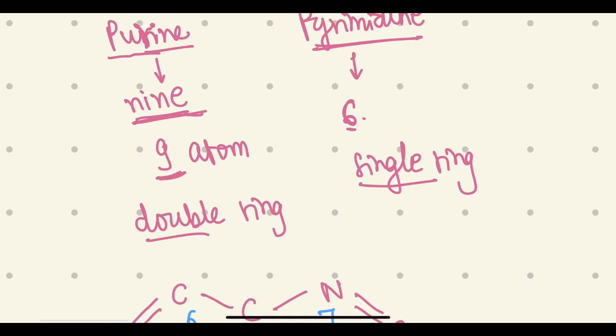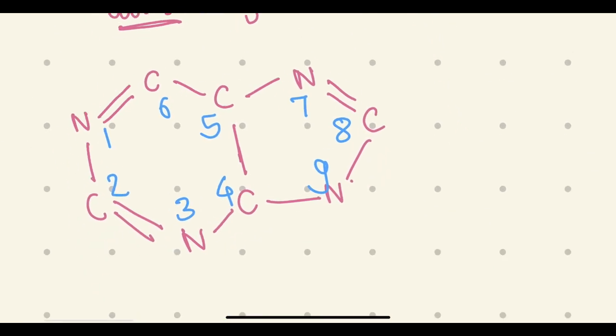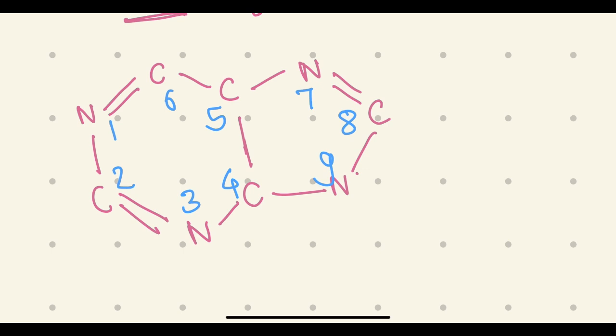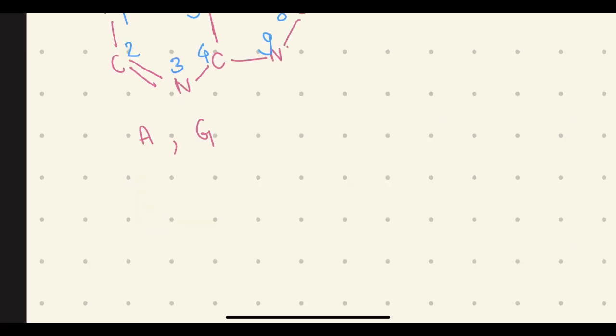Since it's a 9 atom structure, it's a big one and it's a double ring, whereas the 6 atom is a single ring. A smaller name gets a larger number and a larger name gets a smaller number. So let's talk about purine today. So this is the structure of a basic purine, or the sources of atoms in the purine ring.